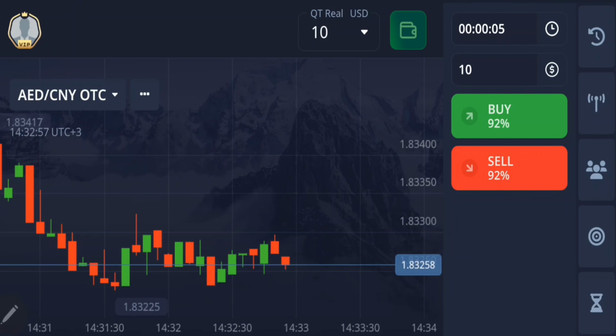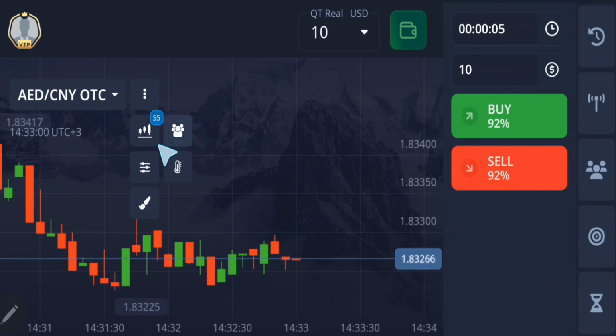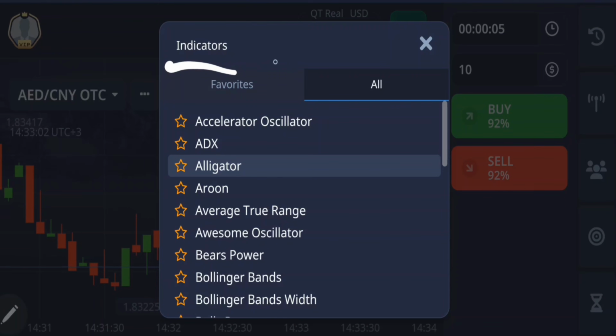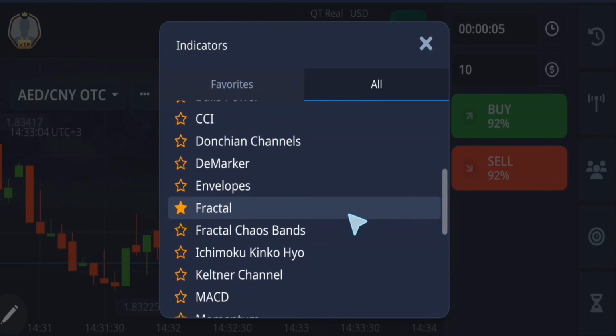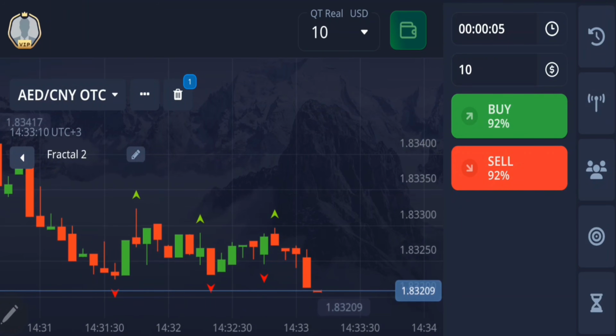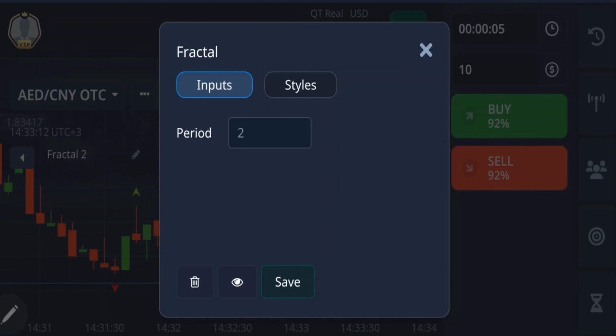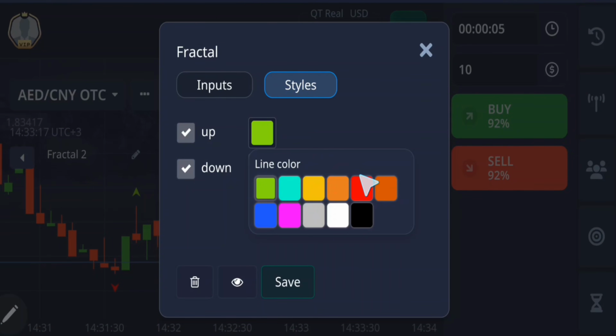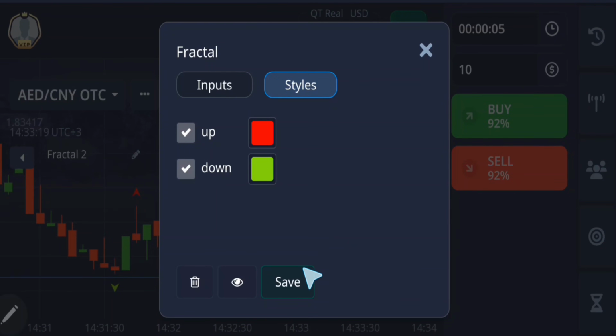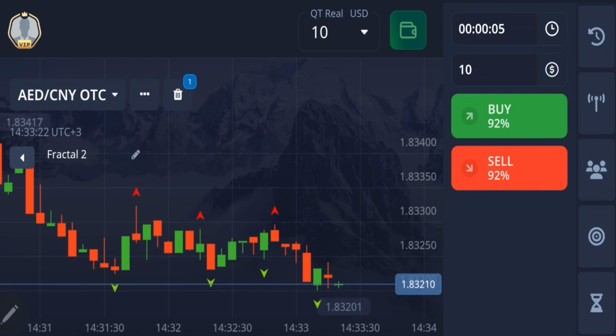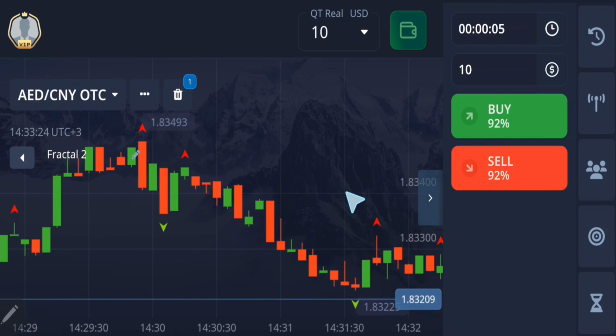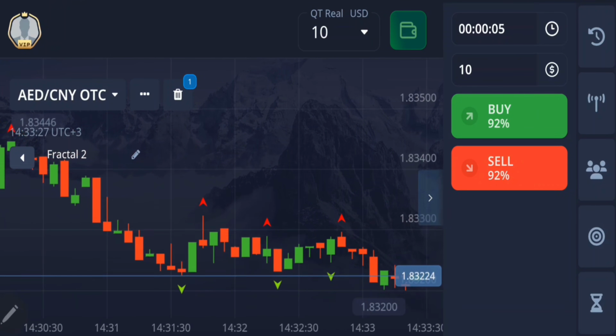Next, I once again press on these three dots. I go to the indicators section. Here, I look for the fractal indicator. I press on it once. Now, I'm gonna adjust this indicator. I press on this little pencil, and here, I set the period at 2. There we go. Then I go to styles. The up arrow is red. The down arrow is green. I click save.